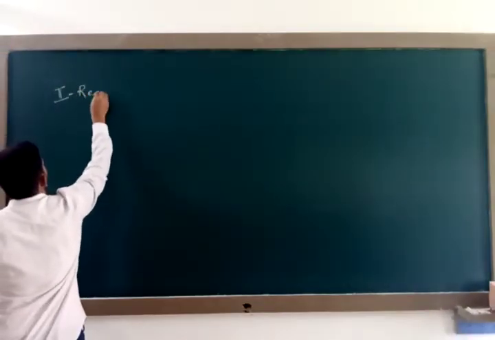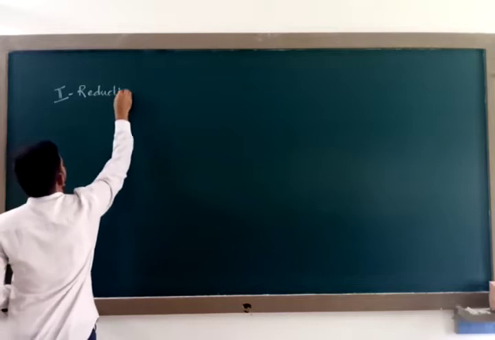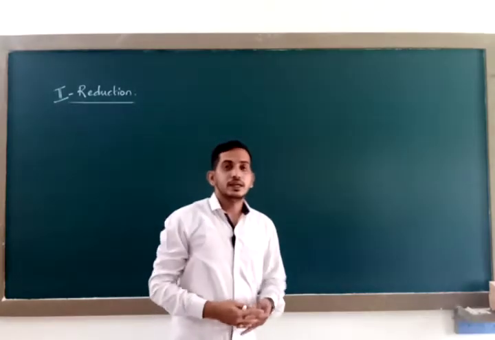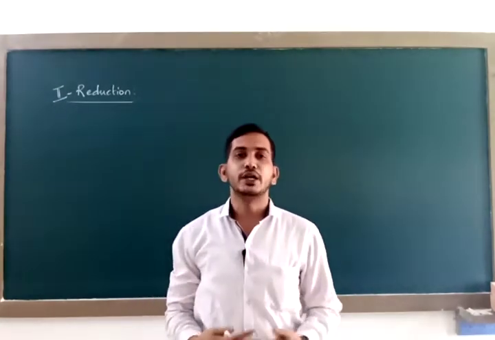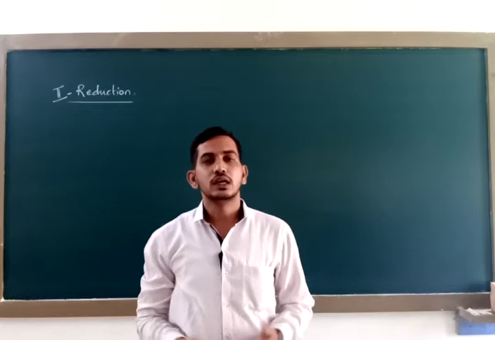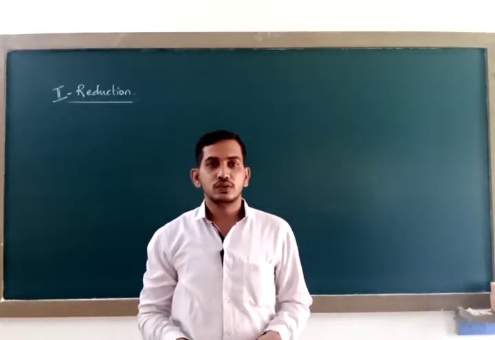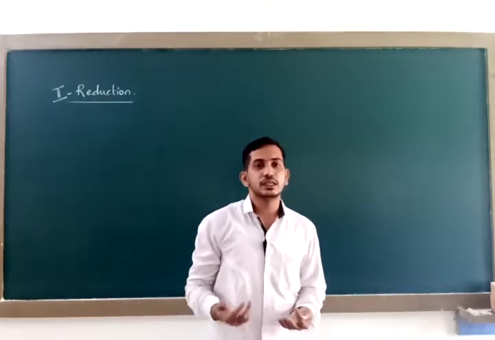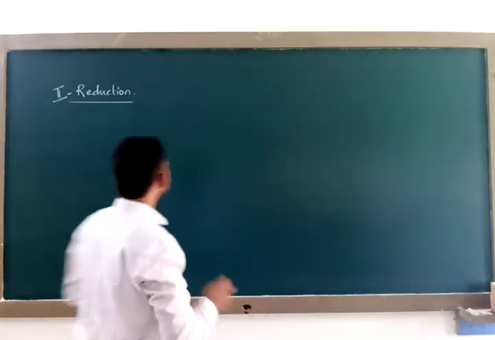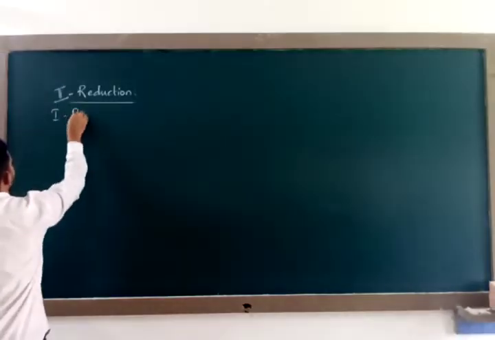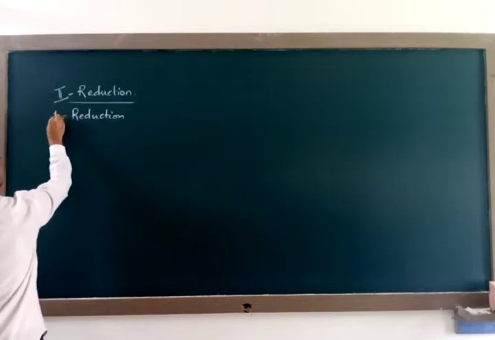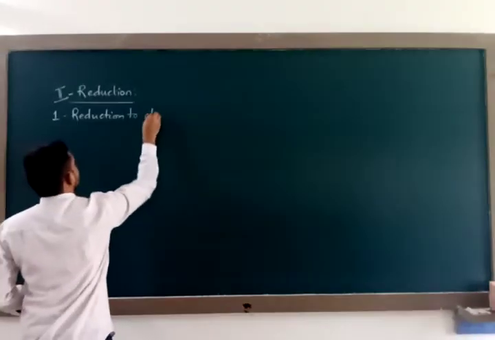The second chemical property of aldehydes and ketones is reduction. What do you mean by reduction? Reduction refers to addition of hydrogen, or else removal of oxygen. So what happens when aldehydes and ketones are reduced? The first reduction is reduction to alcohols.